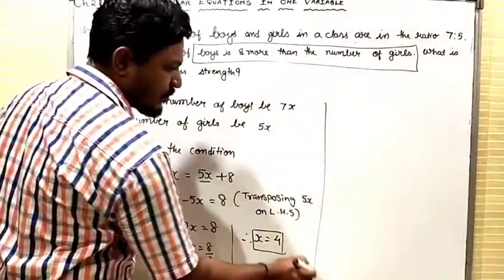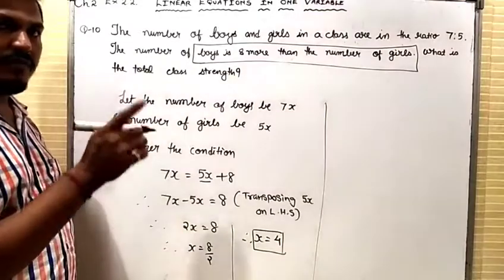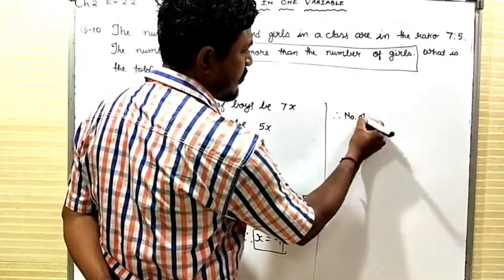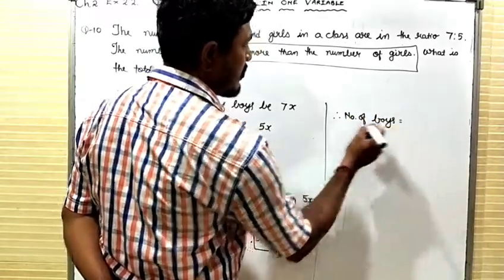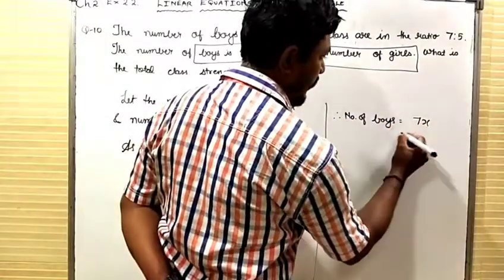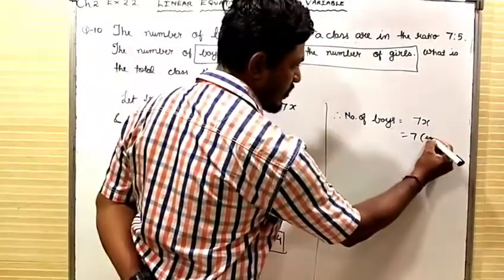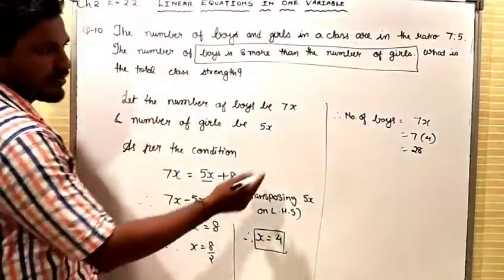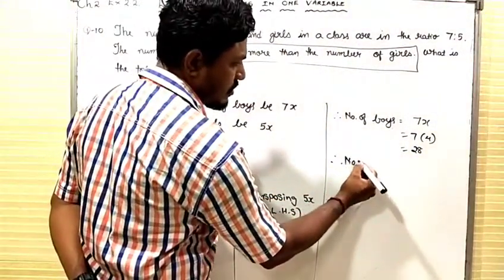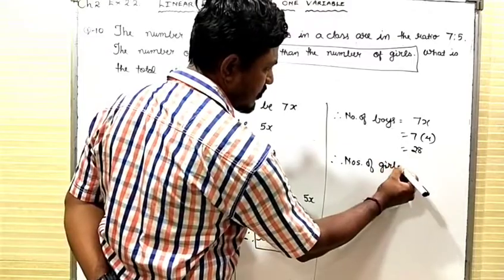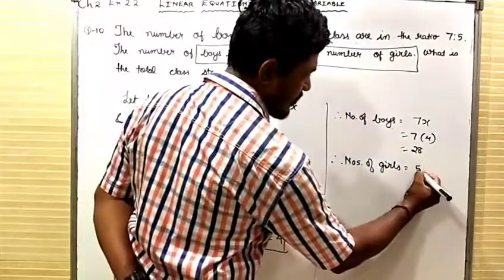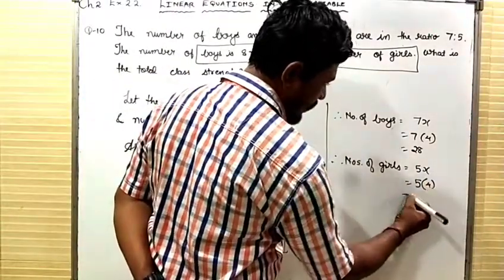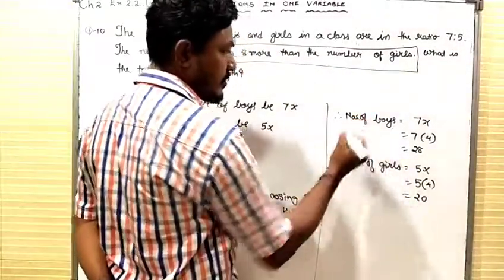That means now you need to find the number of boys and number of girls. Therefore, number of boys, the condition for boys is 7x, and the value of x we got is 4, that is 7 fours are 28. Now number of girls, that is 5x. Here the value of x we got is 4, 5 fours are 20.